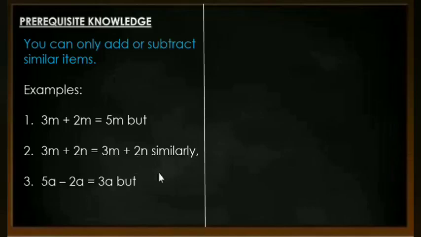Okay, similarly, when we have 5a minus 2a, it's like you saying 5 apples minus 2 apples. What are you going to have? 3 apples. So 5a minus 2a is 3a. However, 5a minus 2m, because they are not similar, you cannot subtract them. You will just leave your answer as 5a minus 2m. Very good.